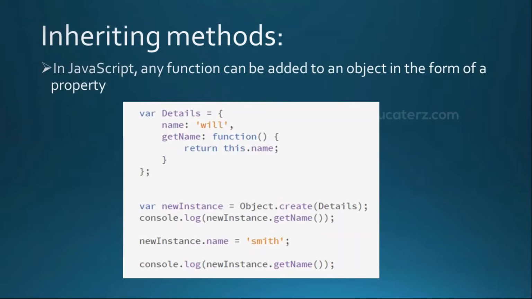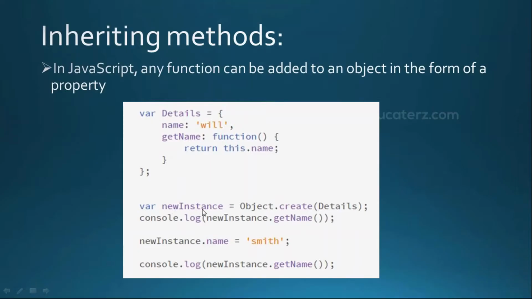Similarly to how we can add properties to an object, we can also add a function to an object in the form of a property. Here you can check that we declared a details object containing the properties name and getName. Name will have a reference to the primitive value "will", and getName will have a reference to the function which will return the name property value.